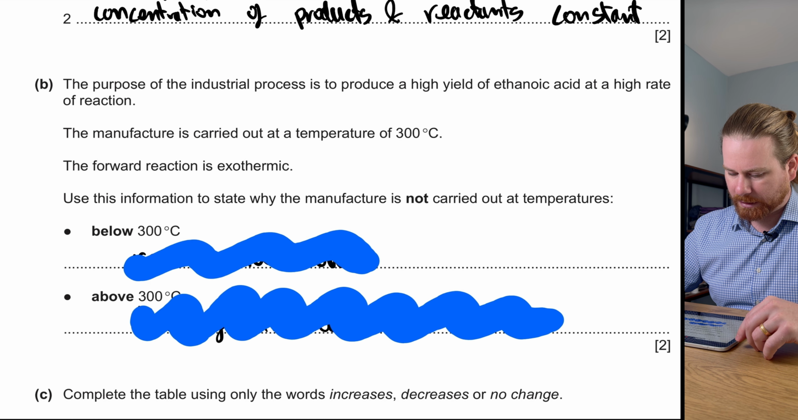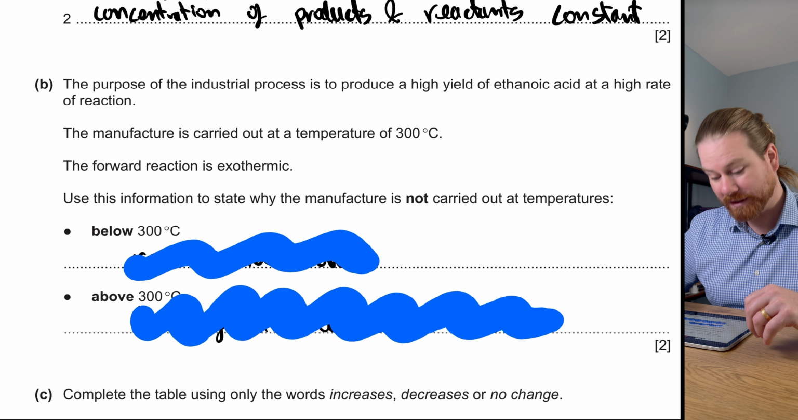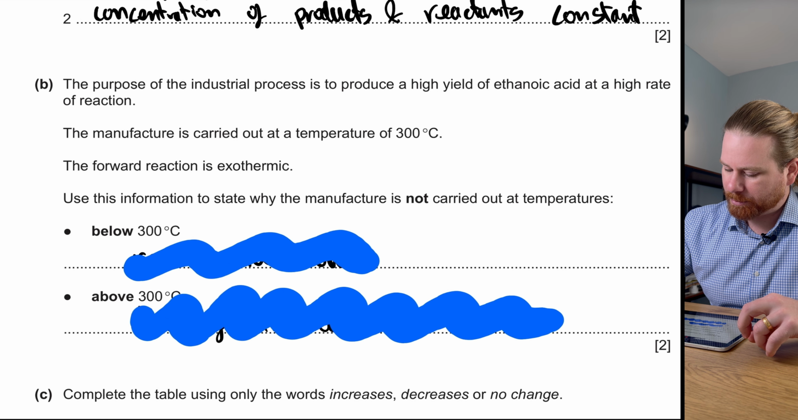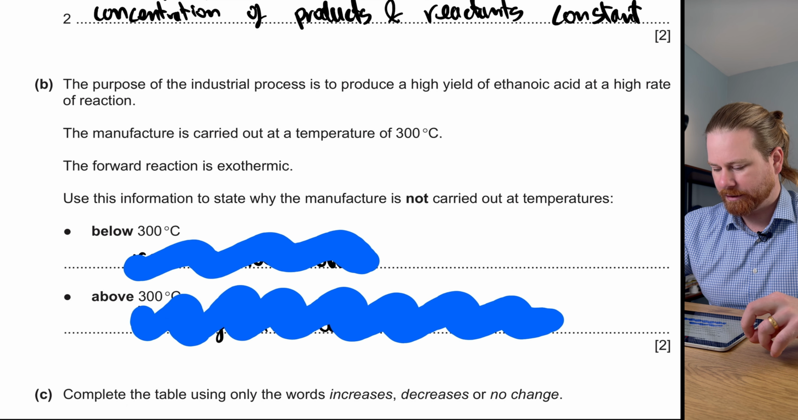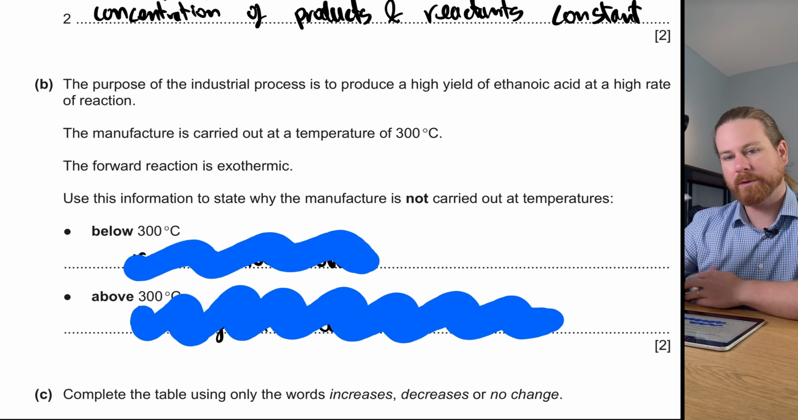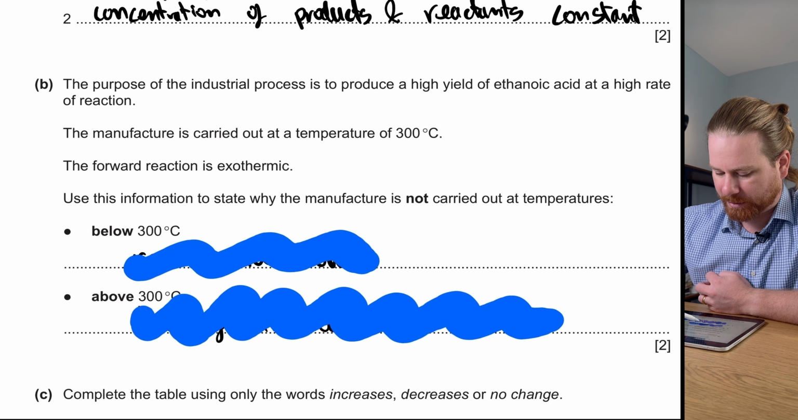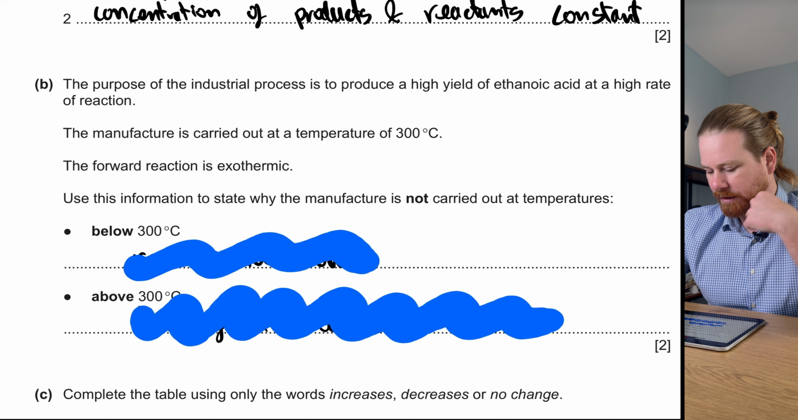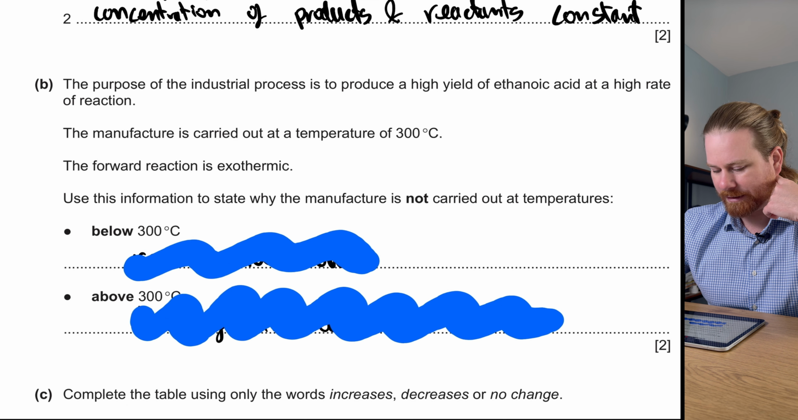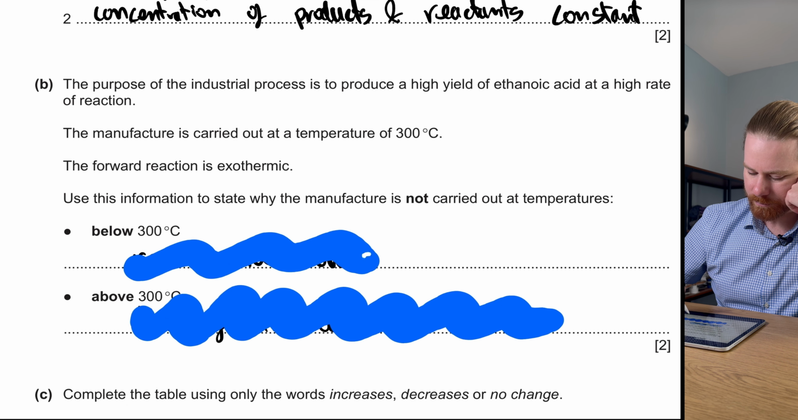The purpose of this industrial process is to produce a high yield of ethanoic acid at a high rate of reaction. So we want a high yield and we want it to happen quickly. It's carried out at 300 degrees. The forward reaction is exothermic. Use this information to state why the manufacture is not carried out at this temperature.